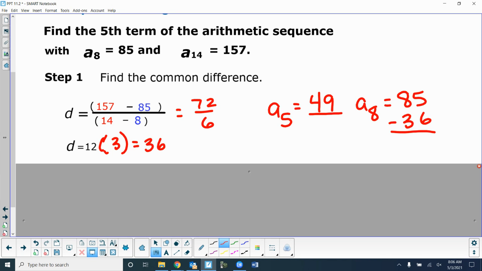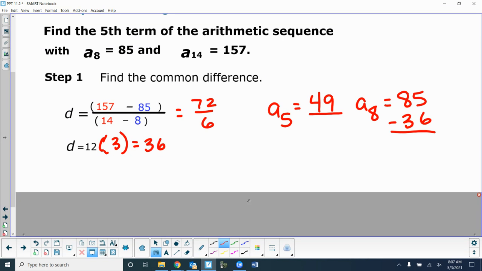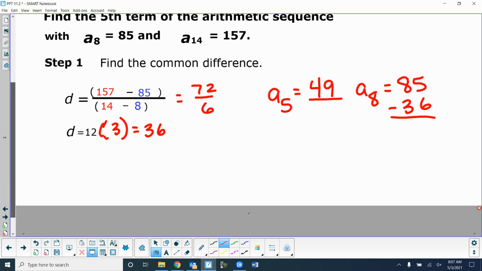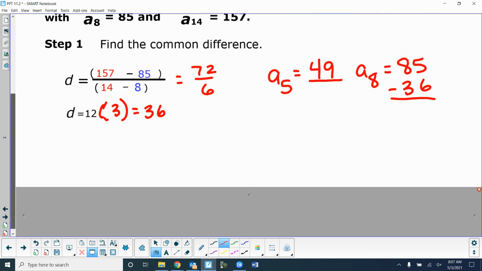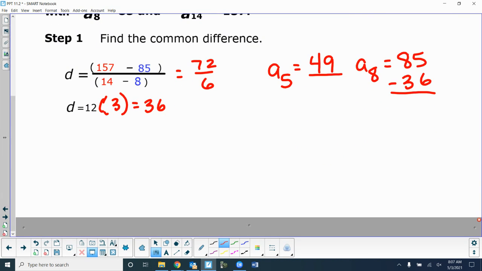So the 5th term of that sequence would be 49. Again, they show a bunch of different work. I got rid of all that extra work. It's actually our book from last year that I used. But they make you try to find the first one first, and then go plug into the formula.